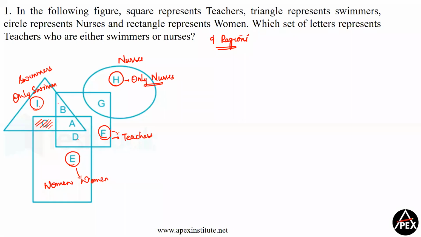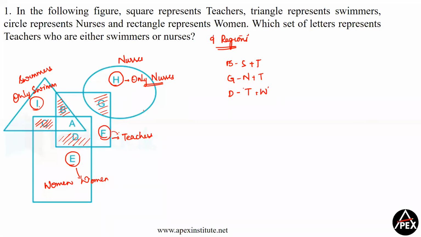Now, what does this B represent? This is the common region between swimmers and teachers. So B represents swimmers and teachers. What does this G represent? Nurses and teachers. And what does this D represent? Women and teachers. Teachers who are women.